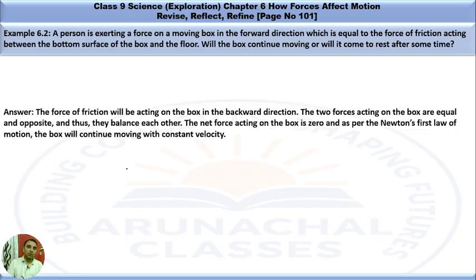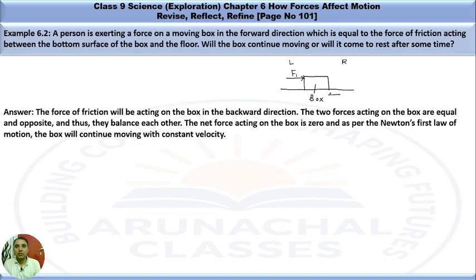So here the question can be understood in this way. A person is exerting a force on a moving box. If I consider this as the ground floor, the box is kept on this ground floor. This is acting as a box for us. Now a force is getting applied in this direction. Let it be towards the right, that is the F1 force. Here it is left, here it is right. Now this is equal to the force of friction.